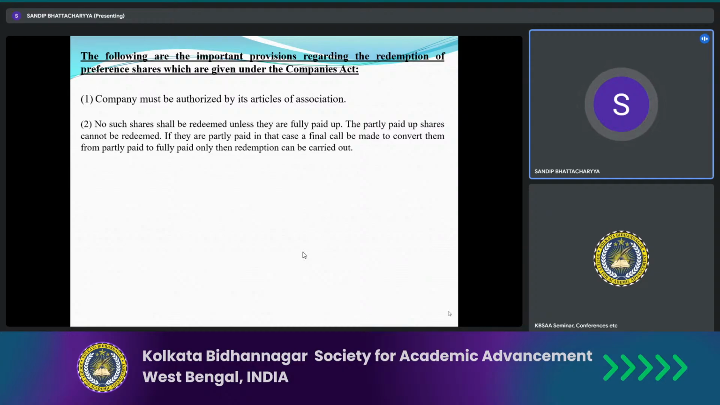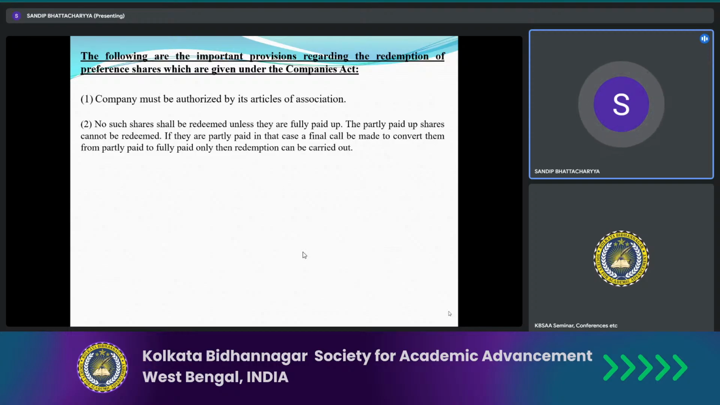So there is a provision. As you can see in my point number 2, in the second or third line, partly paid shares cannot be redeemed. The third line says that if these are partly paid, then you must make the final call. And if this call is fruitful, that means after making this final call, if it is a fully paid preference share, then the redemption can be carried out.